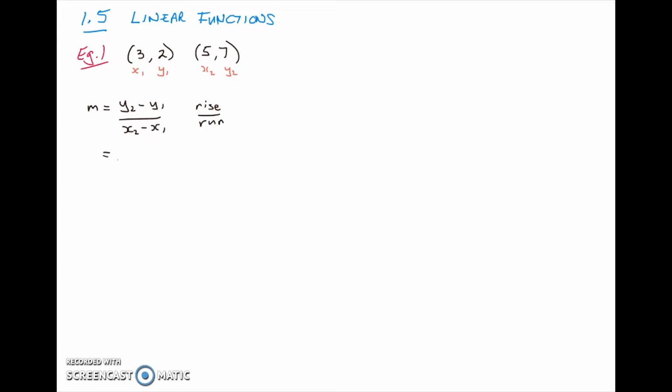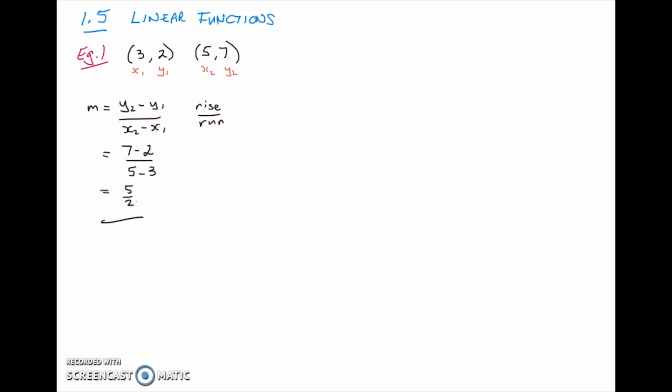And so we've identified our x1 and y1 and x2 and y2. We substitute into that rule. 7 take away 2 over 5 take away 3, and that simplifies to 5 over 2, or 2.5.